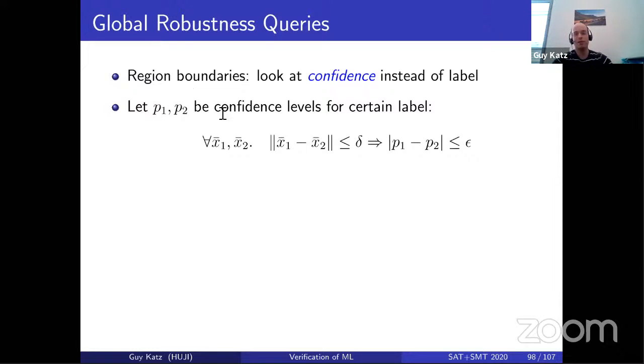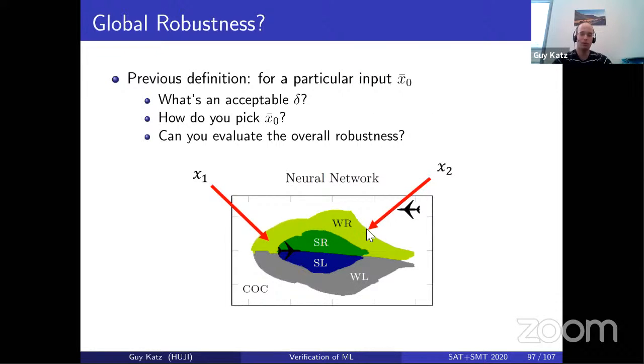So these confidence levels are just the outputs, the values that the network assigns in the output layer. So instead of asking, if I add a slight perturbation, can the classification change, you can ask, if I add a slight perturbation, will the confidence level change a lot? And if you think about this, this also captures the case where you have a point on the boundary, because here the confidence levels for weak right and clear of conflict will be about 50% each.